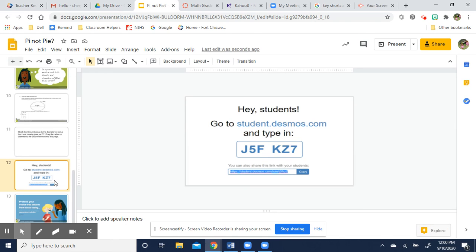You can also go to studentdesmos.com and enter that code, and you'll also be matching your diameter to a circumference to get pi for the ratio. You are also doing this one. This one is also worth 10 points.